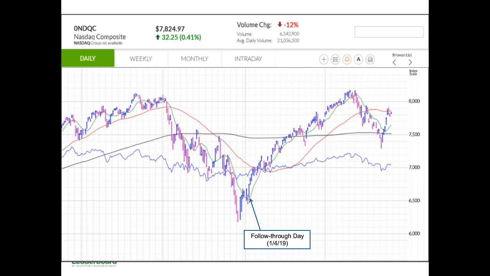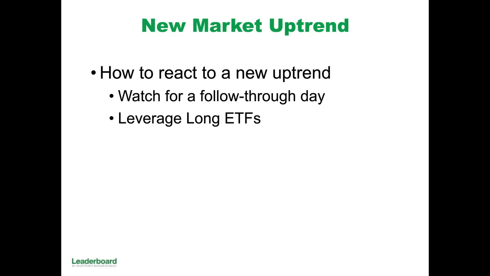So it was just a good bullish performance for the NASDAQ on January 4th. So we see a big up. We see the follow-through day. The next step is to look to leverage a long ETF.